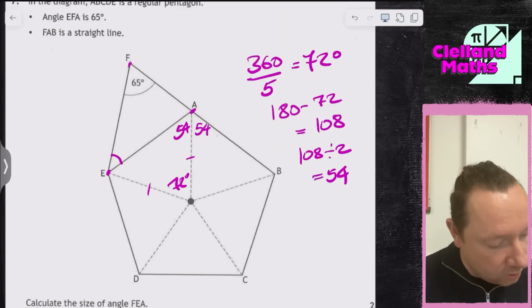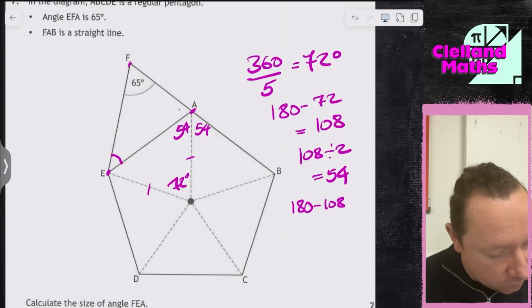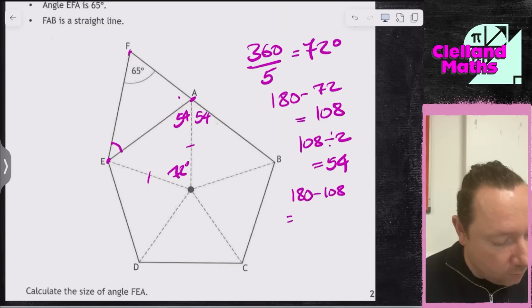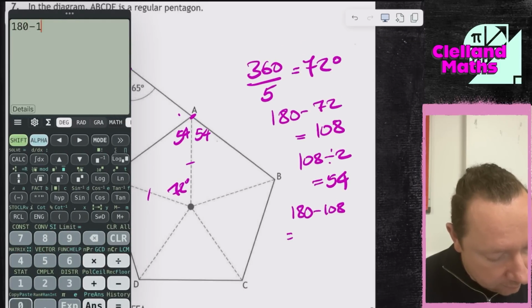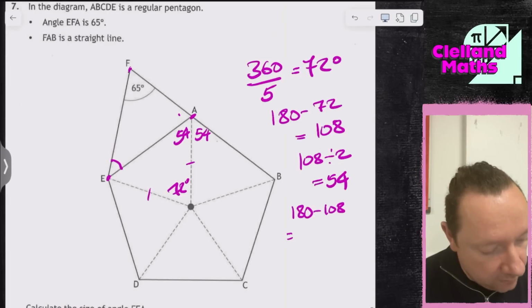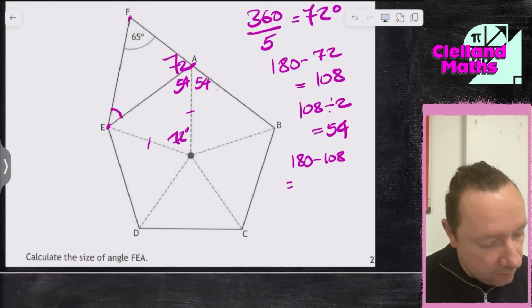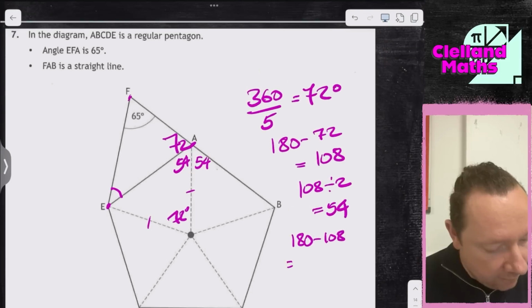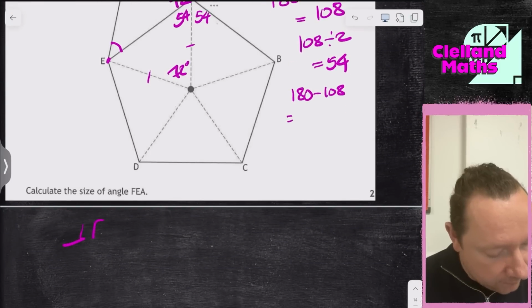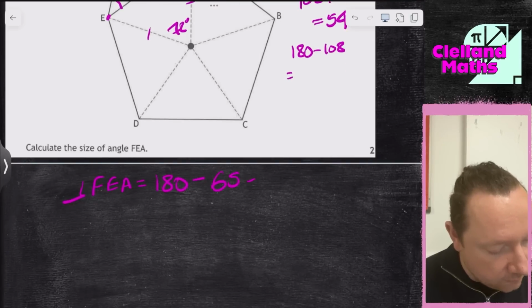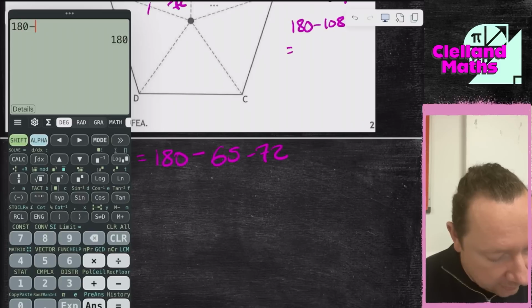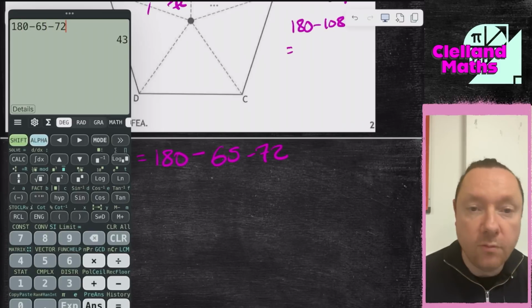2 54s is 108, so I can now do 180 minus 108 to get this one here, because angles on a straight line add up to 180. That gives me 72 up here. And then finally, our angle FEA, well, angles in a triangle add up to 180, so 180 minus 65 minus 72. 180 minus 65 minus 72 is 43 degrees.